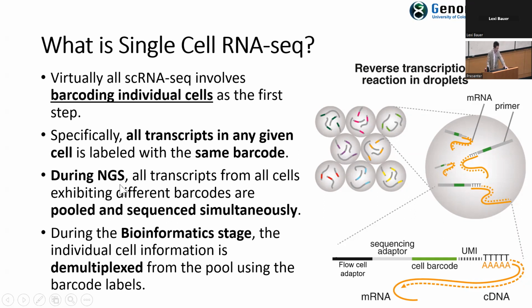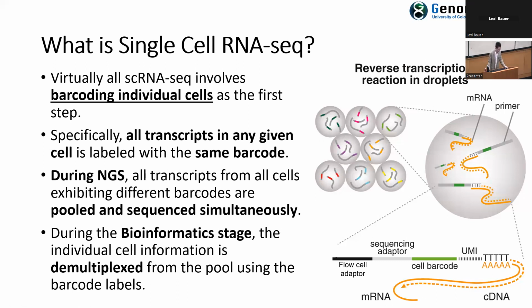And during the NGS next-gen sequencing, all these transcripts from all these different cells exhibiting all these different barcodes are pooled and sequenced simultaneously. But during the bioinformatics stage, the individual cell information is demultiplexed from the pool using the barcode label. So your bioinformatician will, let's say, look at gene A and say, oh, I see gene A has the green barcode associated with it. It must mean it came from cell number 1. And I see gene B has a purple barcode associated with it. It must mean it came from cell number 3, et cetera, et cetera. So that's essentially how you get the single-cell information.